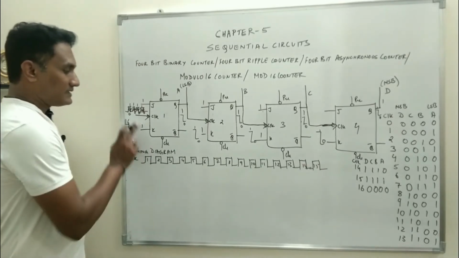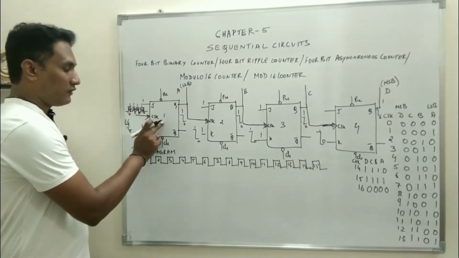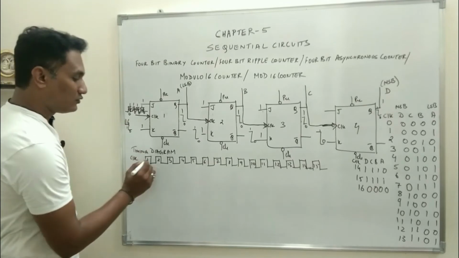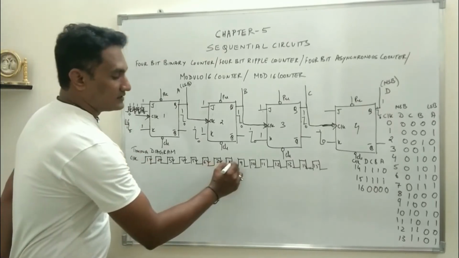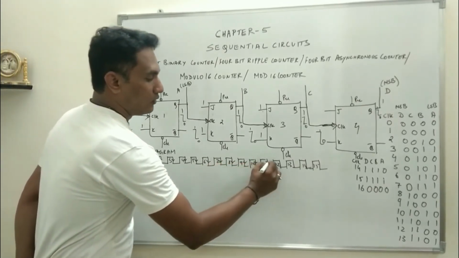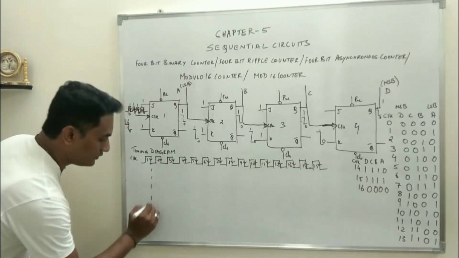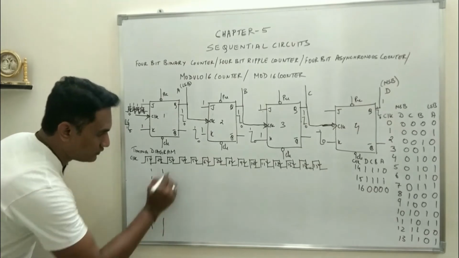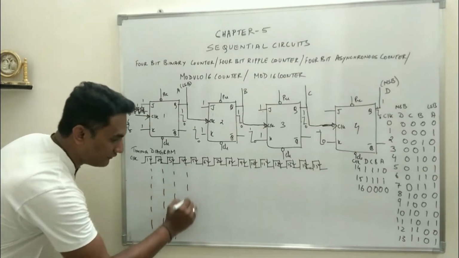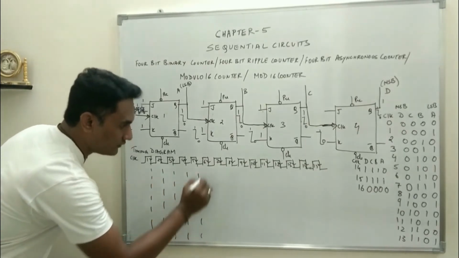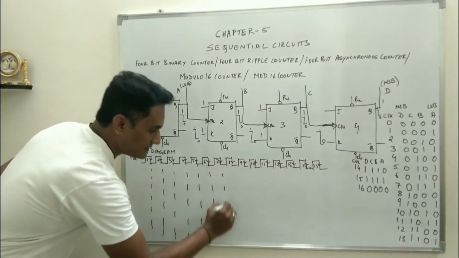Now this clock pulse is given to the first flip-flop, and the flip-flop changes its state when the clock goes from 1 to 0. So you draw an arrow at each transition to 0, high to low, 1 to 0, and there you draw a dotted line so that it gives you a reference to where the output of the flip-flops will change.